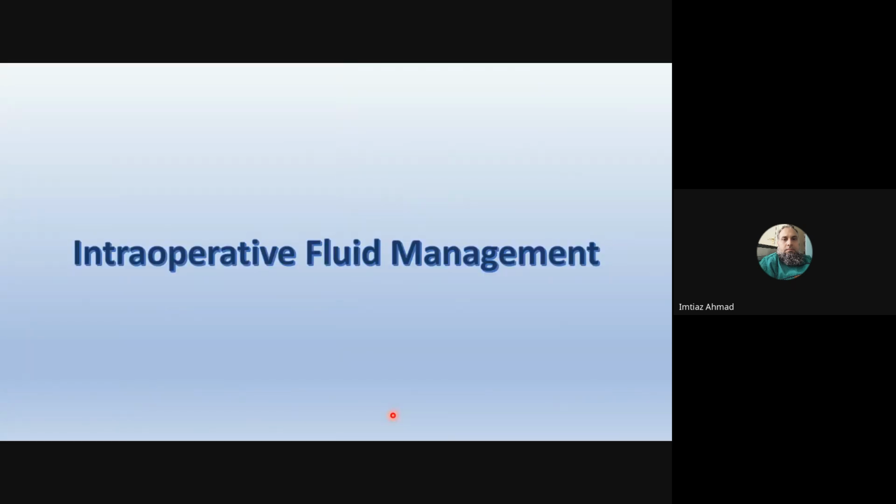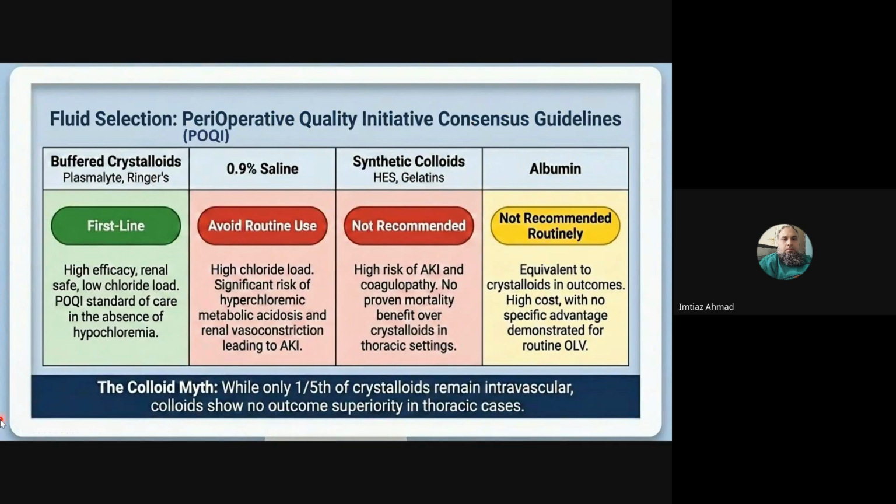Now, intraoperative fluid management in this case. Perioperative Quality Initiative consensus guidelines suggest that buffered crystalloid solutions like Plasma-Lyte and Ringer's should be the first line choice due to their high efficiency, renal safety, and low chloride load, the POQI standard of care in the absence of hypochloremia. Normal saline should be avoided in routine use due to high chloride load, significant risk of hyperchloremic metabolic acidosis, and renal vasoconstriction leading to acute kidney injury.